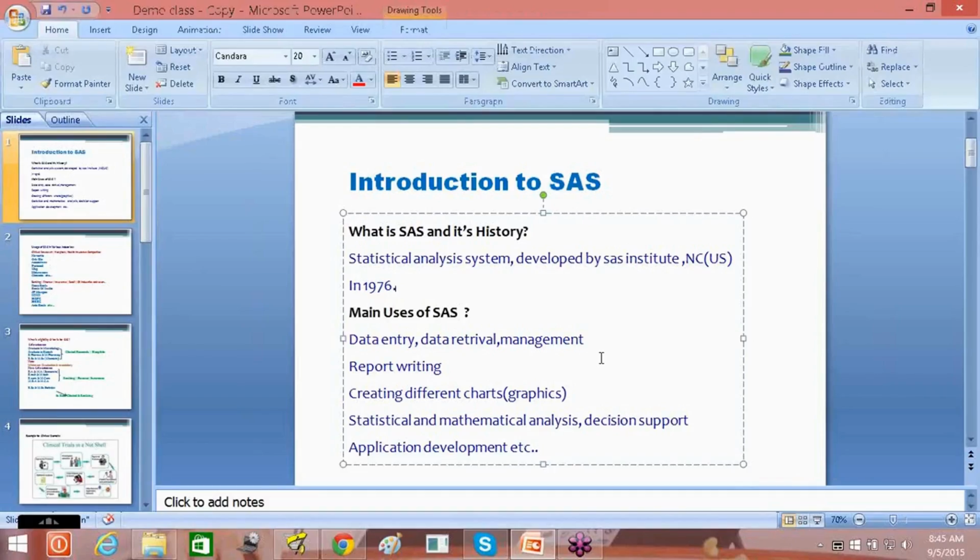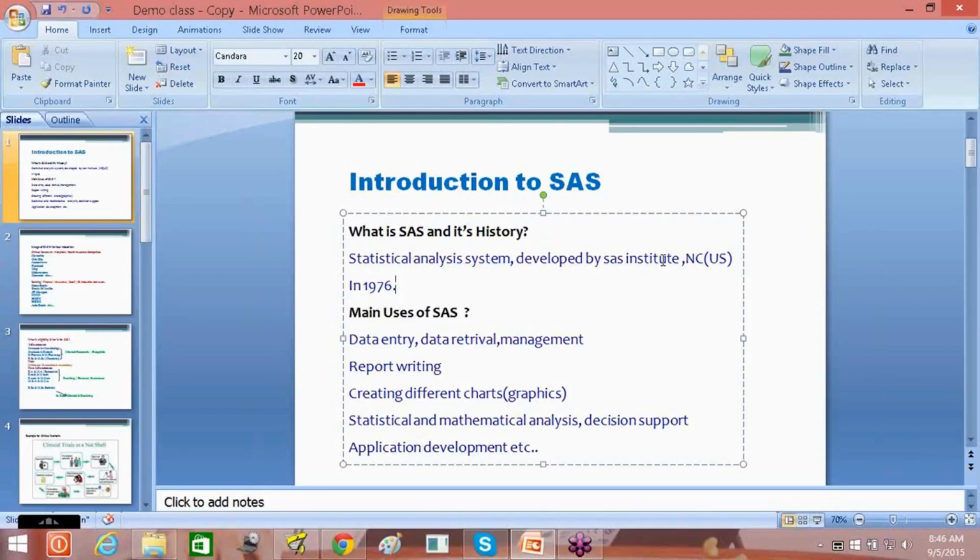I just want to give some introduction about SAS. Okay, so SAS is nothing but statistical analysis software. The abbreviation of SAS is statistical analysis system, or software, which was developed by SAS Institute at North Carolina State University in the United States in 1976. So they implemented SAS software in North Carolina University.